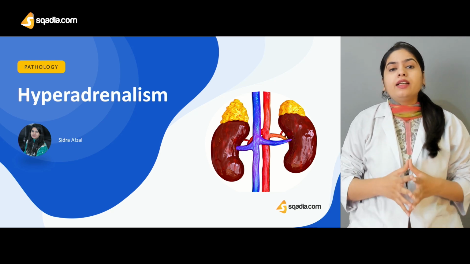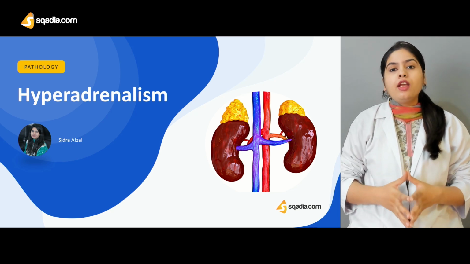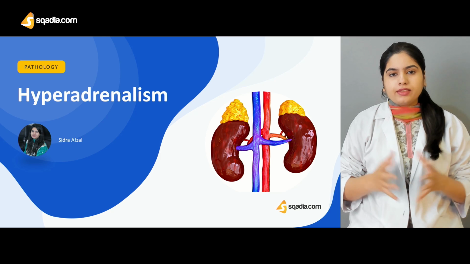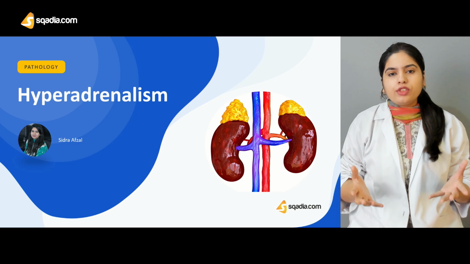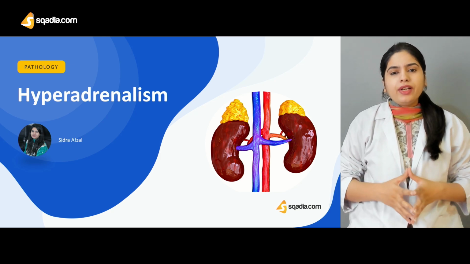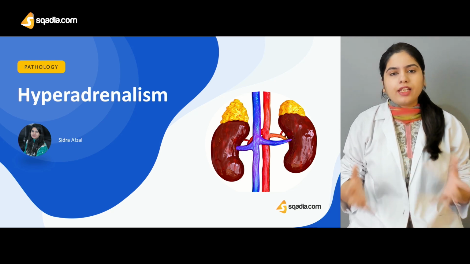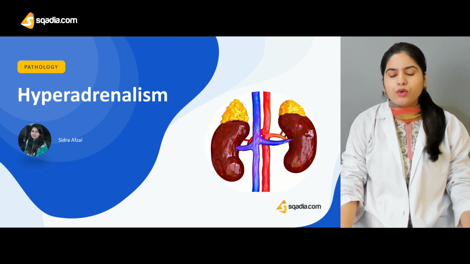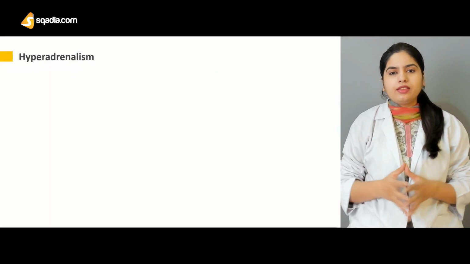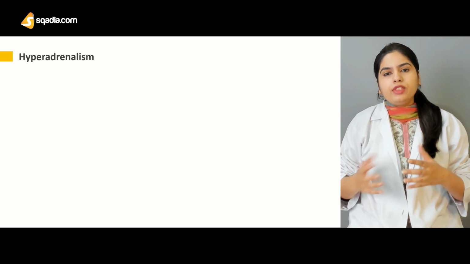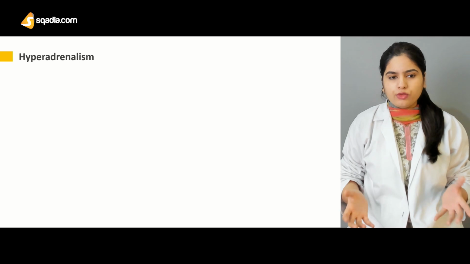Now, basically, there are three main hormones that are released from the adrenal cortex. The cortex basically releases cortisol, aldosterone, and the androgens, whereas the medulla is involved in releasing epinephrine and other catecholamines. Now, depending upon the release of these hormones, there are certain conditions that are due to high levels of these hormones, like cortisol, aldosterone, and the androgens.